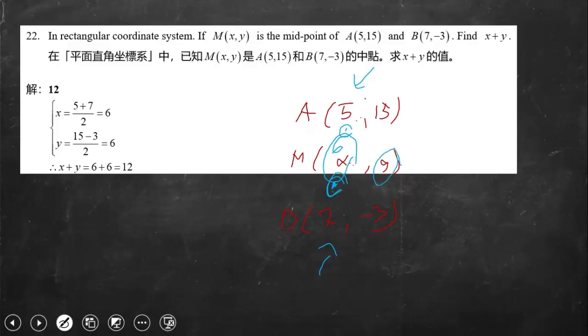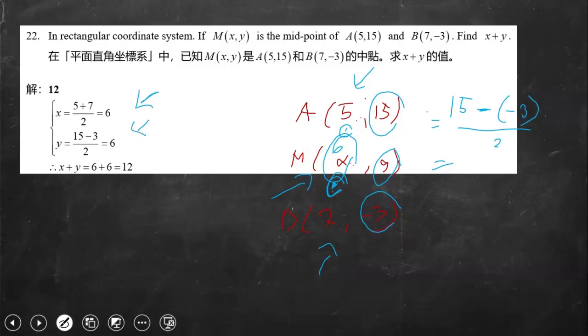For Y, we can't know right away like we did with 6. So we have to compute for it. To compute, we just subtract: 15 minus negative 3, and then divide it by 2. This is the way to find the midpoint between two numbers, which is why it was used in the equations here. Just add 5 and 7 and divide by 2.